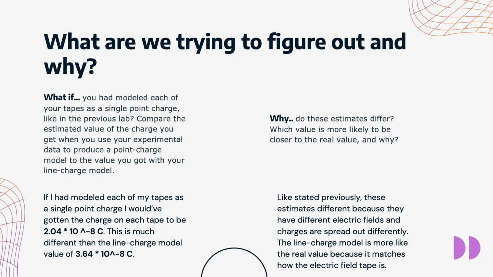And then finally, why do these estimates differ, and which value is more likely to be closer to the real value and why? Like I said previously, these estimates are different because they have different electric fields and charges are spread out differently throughout the tape. The line charge model is more like the real value because it matches how the tape would actually be. Rather than being a single point charge, it would be a line charge across the whole tape.